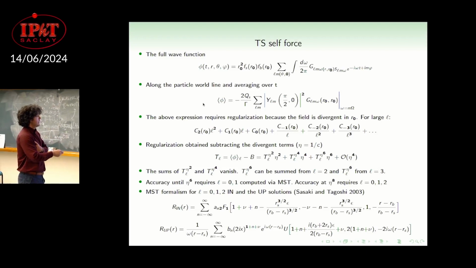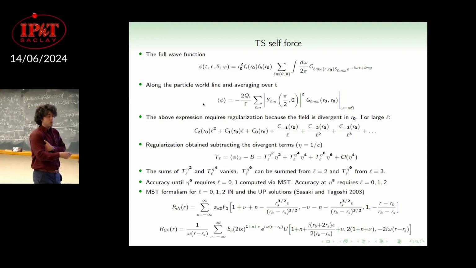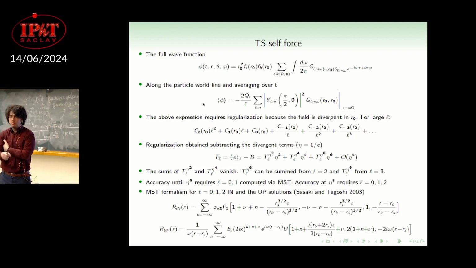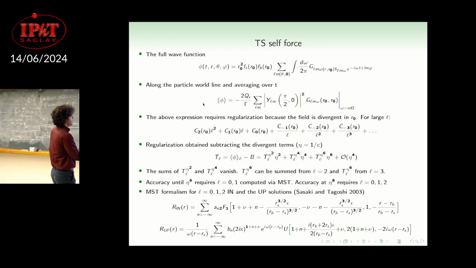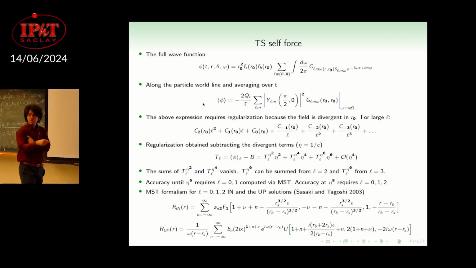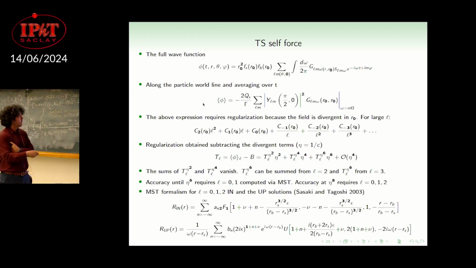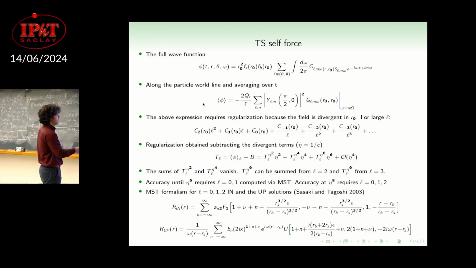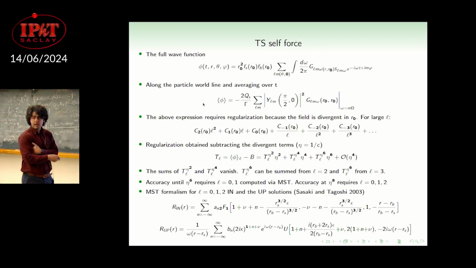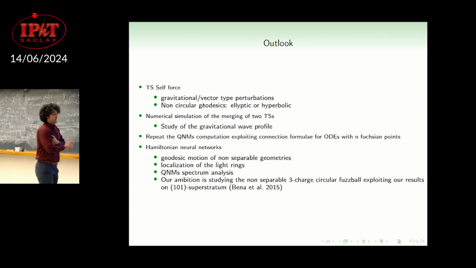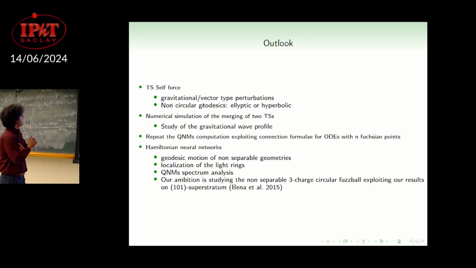So you can subtract the divergent terms, and then you can add the pieces that you are losing by using the MST formalism. In particular, if you want to be precise to eta, which is 1 over c, in the post-Newtonian expansion: if you want to be precise to eta to the 6th power, you have to add with the MST formalism L equal to 0 and L equal to 1. If you want to be precise up to eta to the 8th, you have to add with the MST formalism L equal to 0, 1, and 2. Okay, I finish, and some outlook.